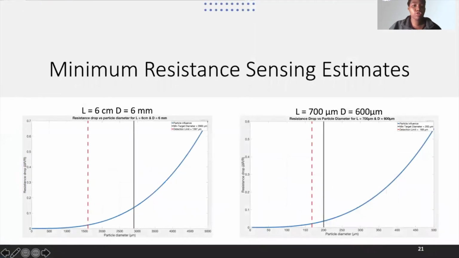When looking into what this represents mathematically, using the equation from the last slide, we can see that for a side length of 6 centimeters and a diameter of 6 millimeters, the diameter is to accommodate the largest particle size we have of 5 millimeters. We see that the resistance increases, and the minimum target diameter that we have is 2.9 millimeters, and the smallest that we could detect is 1.5 millimeters.